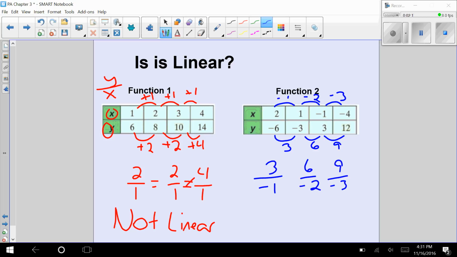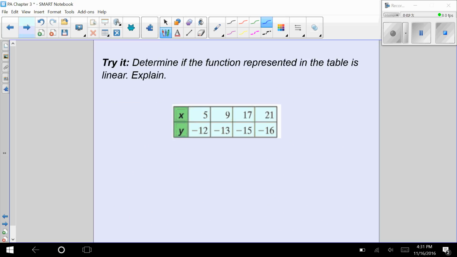Well, when I rewrite these, 3 over negative 1 is negative 3, 6 over negative 2 is negative 3, and 9 over negative 3 reduces to negative 3. These are all equal, so that one will be linear. So try this one. Decide if this one is linear or nonlinear.